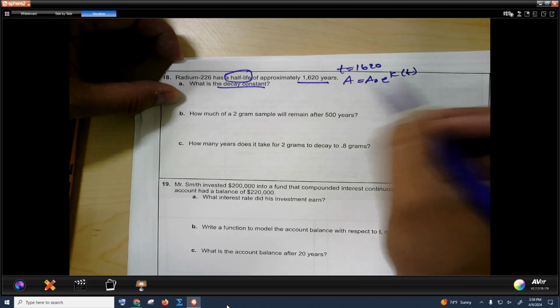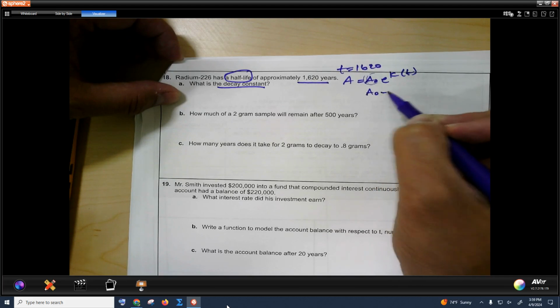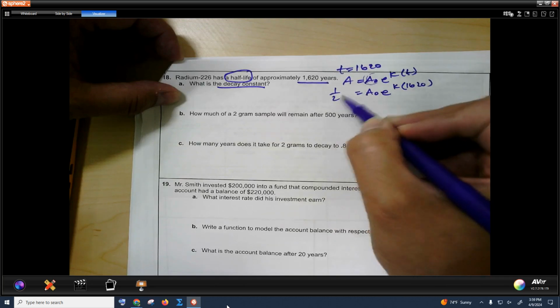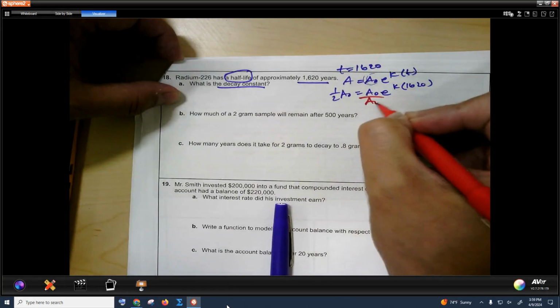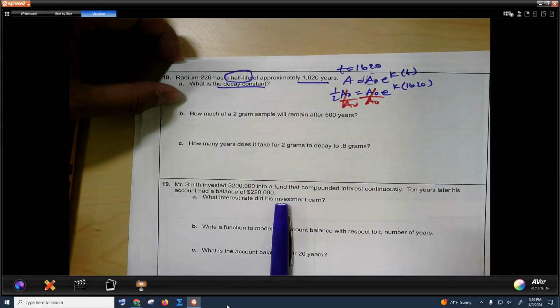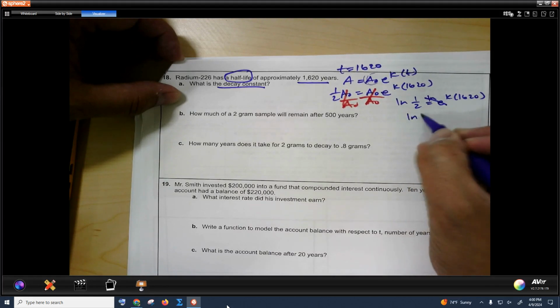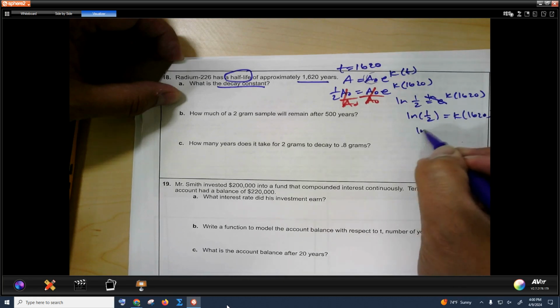and let T be this and then cut A sub 0 in half. So if you have some unknown A sub 0, after 1620 years, you'll get half of that A sub 0 amount. So it doesn't really matter because you're going to first divide by A sub 0, and it's just going to cancel all the A sub 0. So you're just working with this. You can undo both sides by taking the natural log and then divide it over.